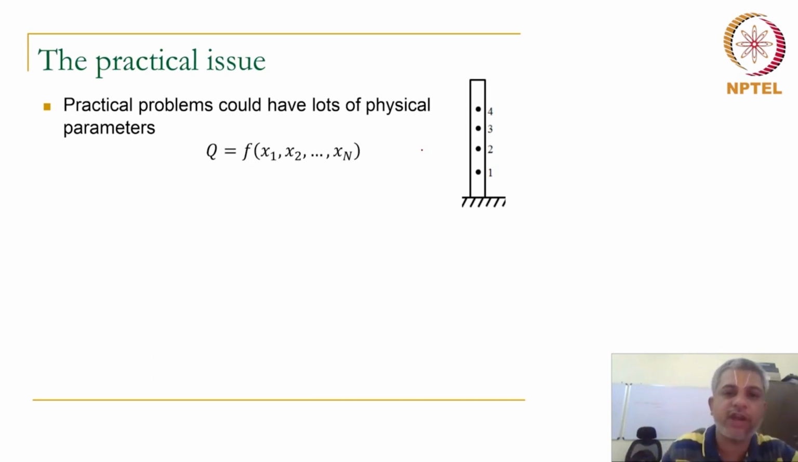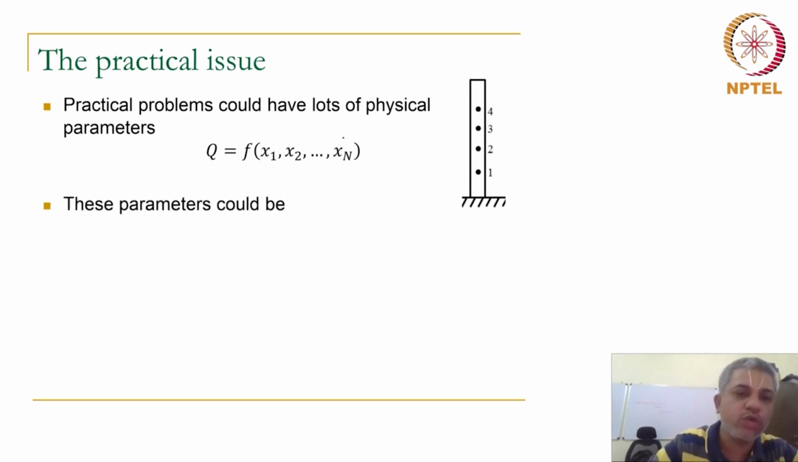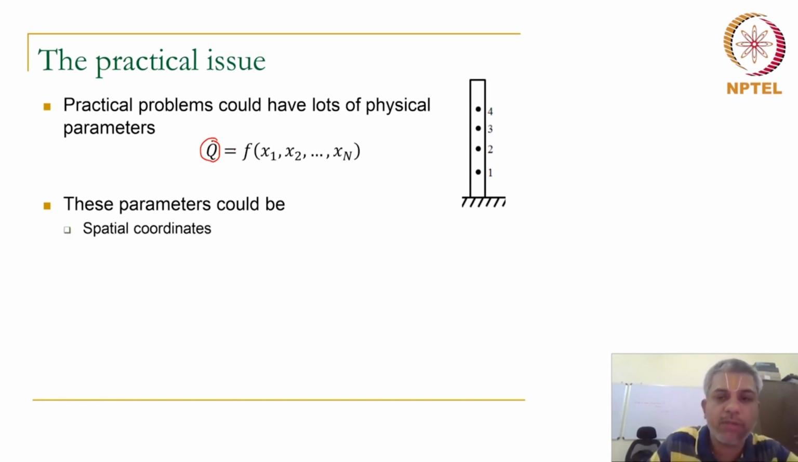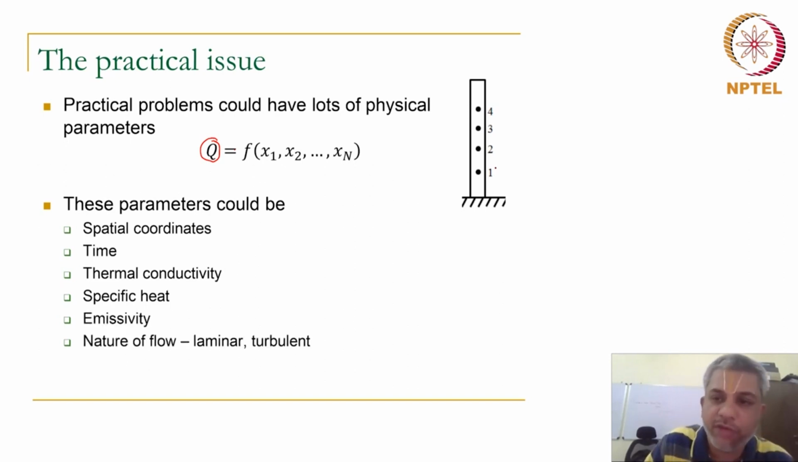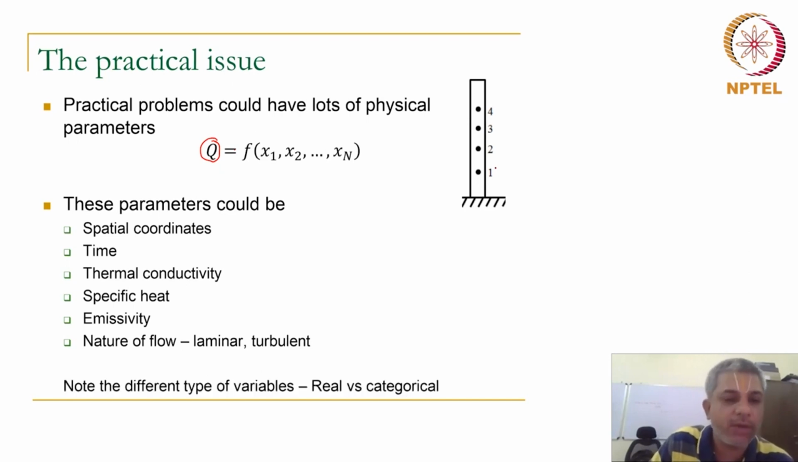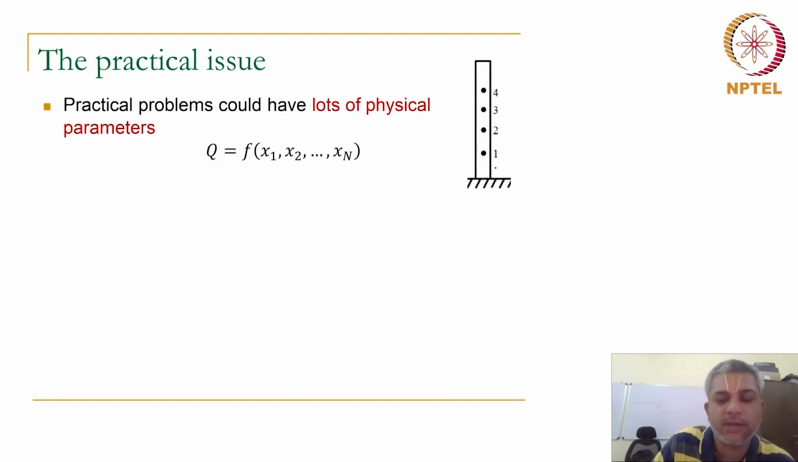So suppose I want to find out heat transfer within this fin, and let's say my Q here is the output of the problem. We can have multiple inputs of the problem. So the inputs of the problem could be spatial coordinates. I mean, where am I measuring the Q? Where did I take my thermocouples and measure temperature? At what time am I measuring? What's the thermal conductivity? What's the specific heat? What's the emissivity in case we have radiation in this problem? The flow around the fin, is it laminar or is it turbulent, etc., etc. So these are a large number of parameters.